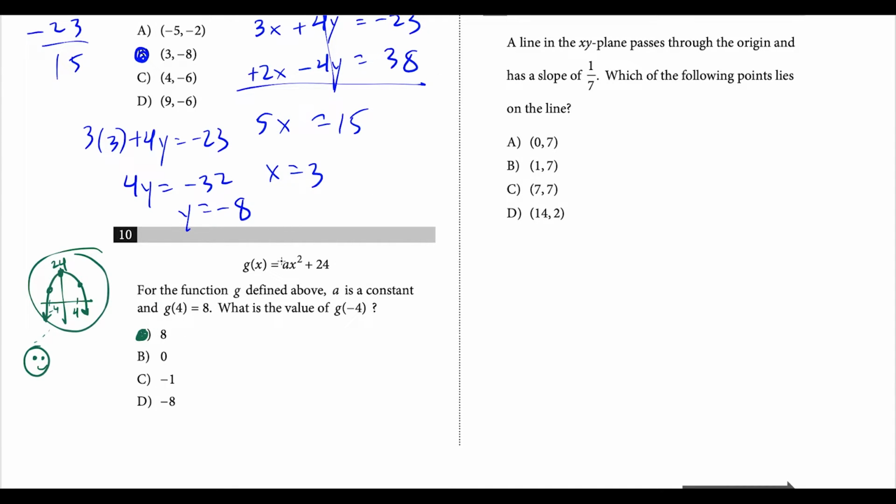Another way to do this, but it's a little bit more time consuming, would be to plug into the equation. I have g of 4 equals a times 4 squared plus 24, and this is equal to 8. And then what we do is we just solve for a.